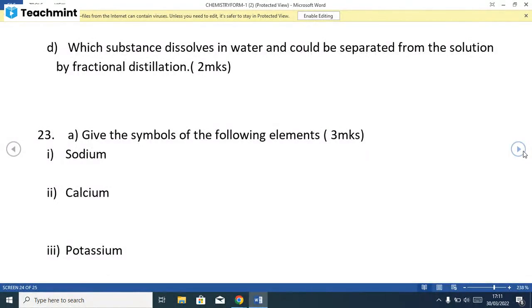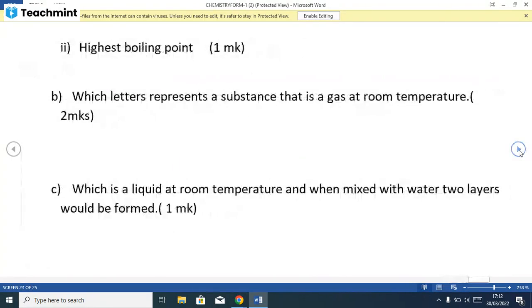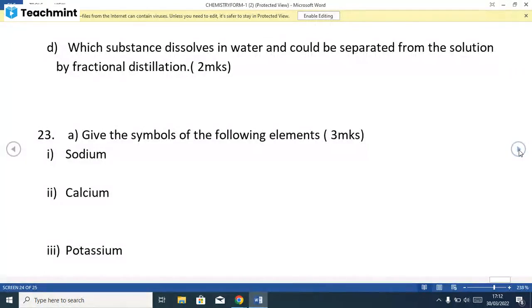Which substance dissolves in water and could be separated from the solution by fractional distillation? C and D are gases, so we have B and A. Look at their solubility. A. Very good, because A is very soluble in water. So it is going to form a miscible liquid or mixture.